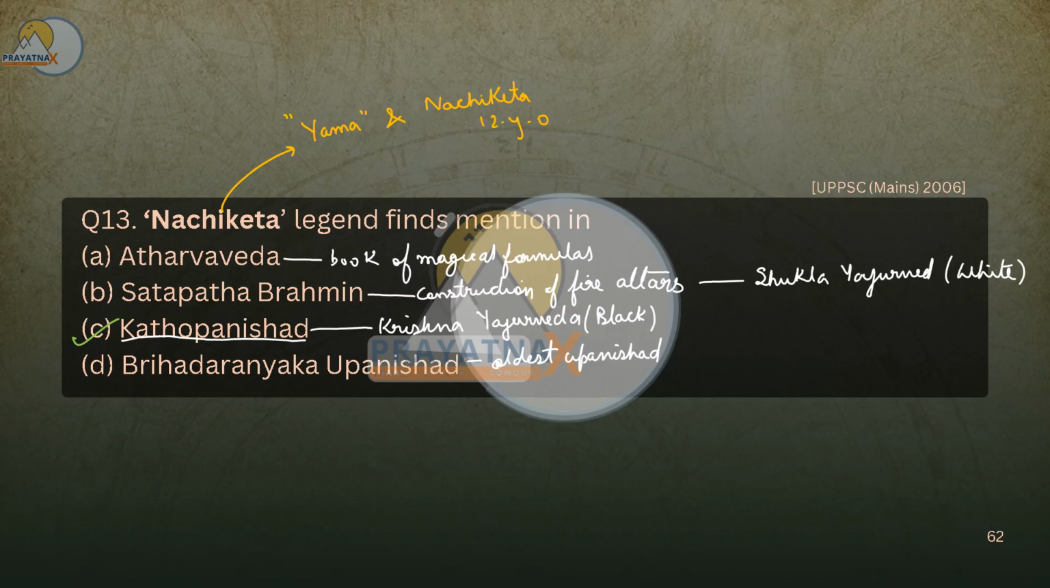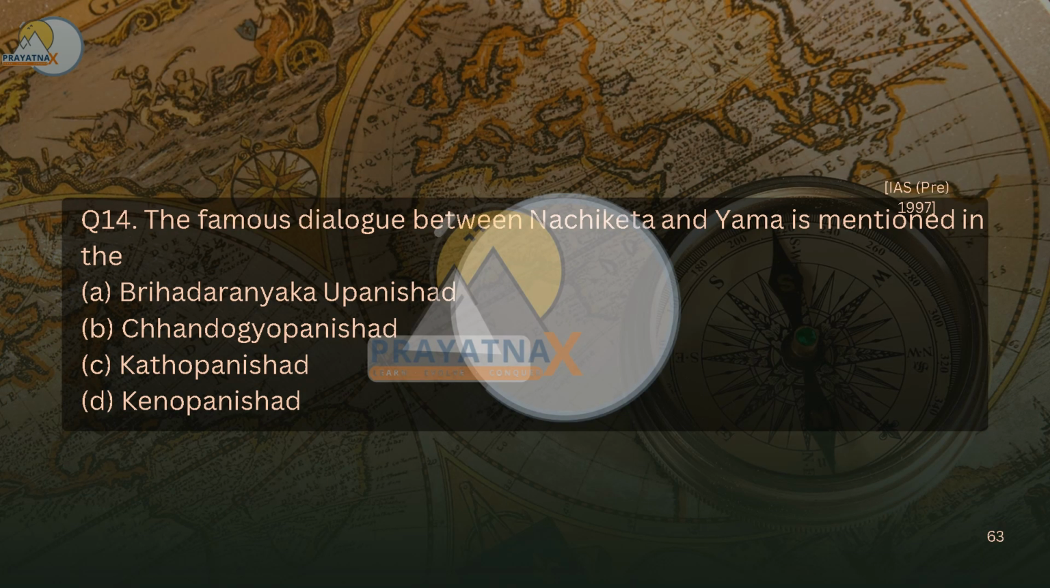Now moving on to the next question. The famous dialogue between Nachiketa and Yama is mentioned in Brihadaranyaka Upanishad, Chandogya Upanishad, Kathopanishad, and Kenopanishad. So obviously, the correct answer is Kathopanishad. Moving on to the next question.